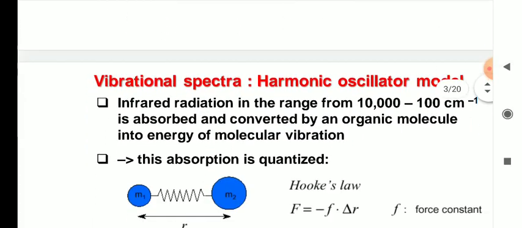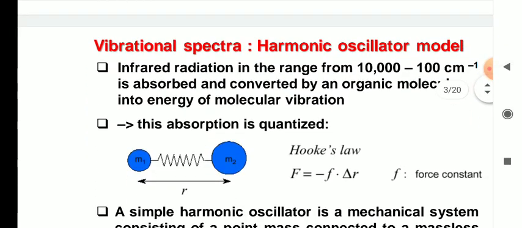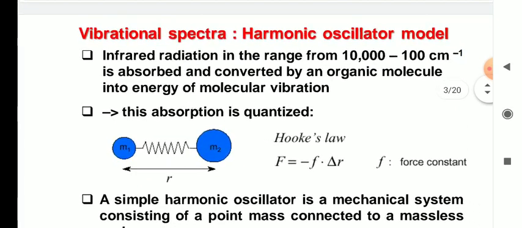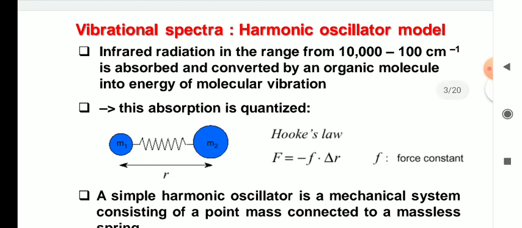What is this vibrational spectra? It is also called the harmonic oscillator model because the atoms of a molecule vibrate about their mean position. Hence, they execute a simple harmonic motion. That is, the vibrations executed by the atoms of a molecule are simple harmonic motion, and this is referred to as a harmonic oscillator.